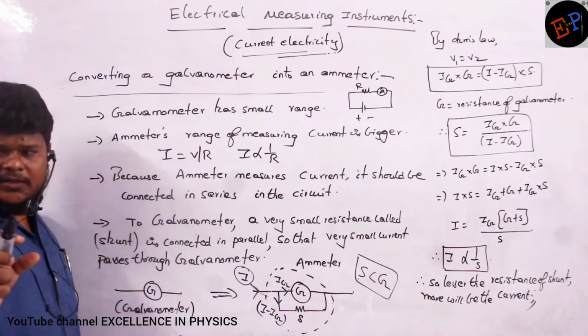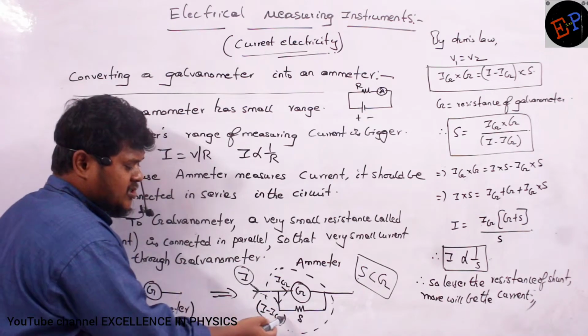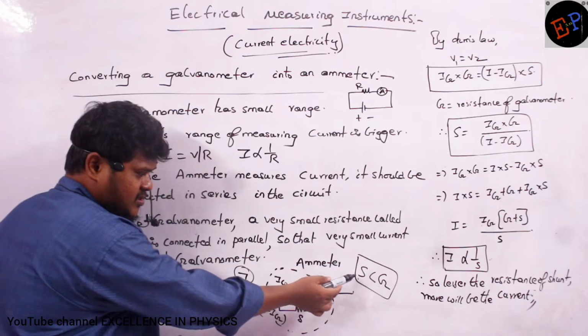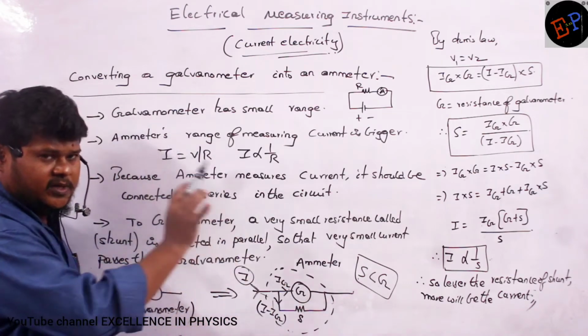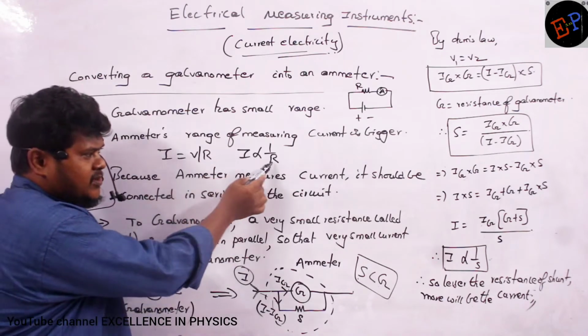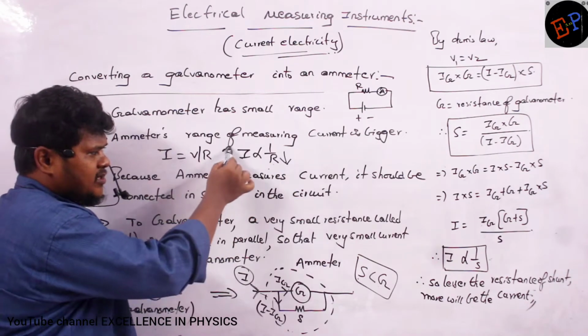The galvanometer can handle only a small amount of current. So the remaining total current should flow into the shunt itself. Are you able to understand? And that is possible only when the resistance of the shunt is very small compared to the resistance of the galvanometer. That is the reason, because current is inversely proportional to resistance, no? If R is very small, I should be very large.